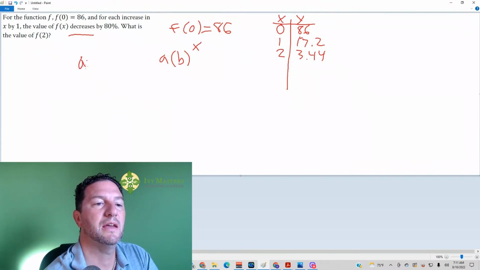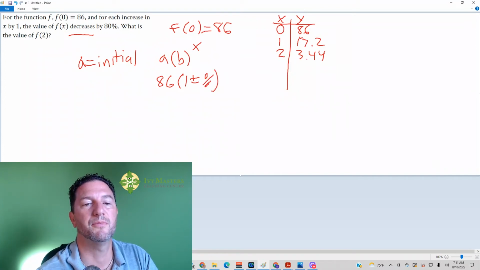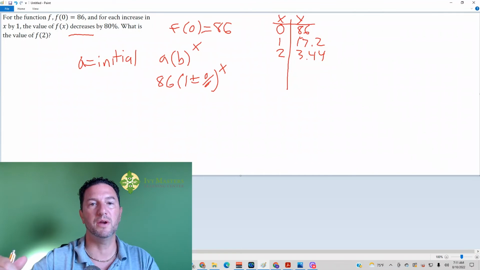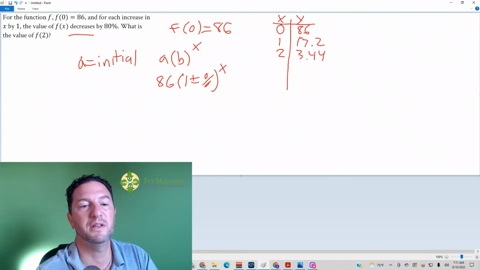Here, a is the initial value. It's the value you start with, which in this case is 86. And then your b is 1 plus or minus the decimal equivalent of the percent. And usually the exponent is some form of time. Here it's not. Usually it is. You'd have to recognize that you're doing two iterations of this. You're taking 20% twice, so you need to know that that's squared.